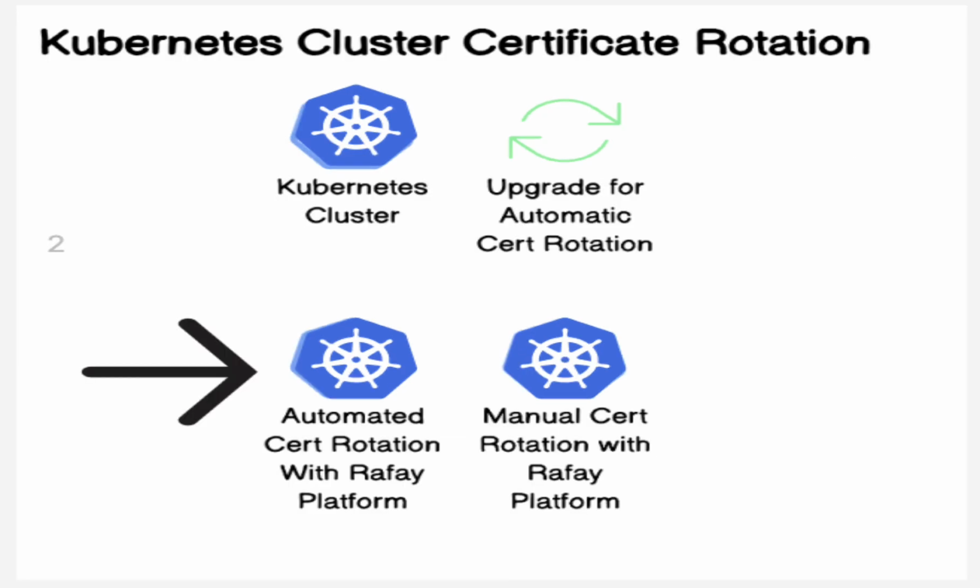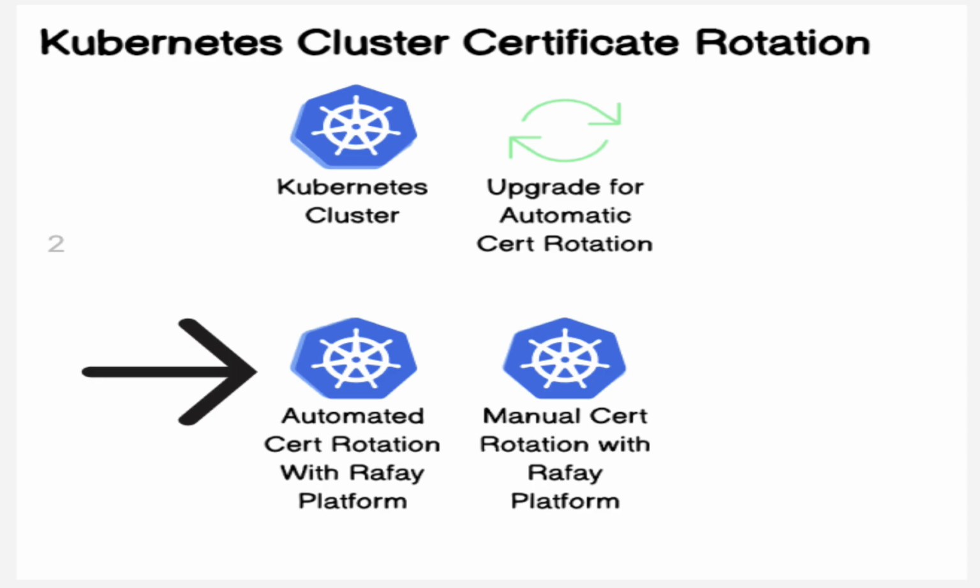Second is automatic rotation with the Rafay platform. If you are managing your upstream Kubernetes clusters through the Rafay platform, it streamlines certificate management for upstream clusters. Our system proactively monitors the certificates and sends out an email alert 60 days before the expiration. This notification gives you ample time to prepare for the upcoming rotation. But here's the best part: 30 days before expiry, the Rafay platform automatically rotates the certificates, ensuring your clusters remain secure without manual intervention.